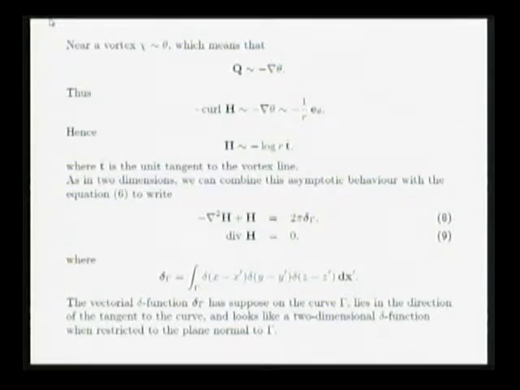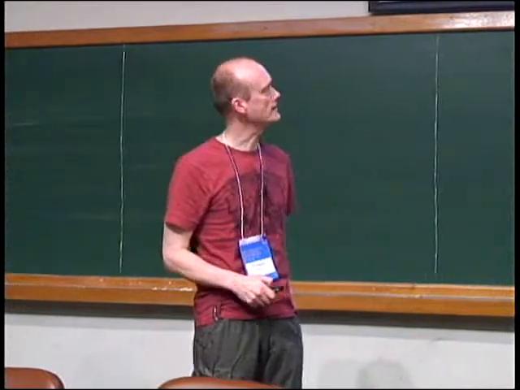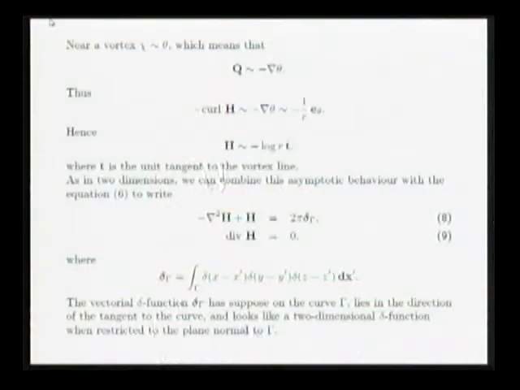And the way I think about this vector delta function is that it's a vector. Its direction is always tangent to the curve. Its support is on the curve. And if you look in the plane normal to the curve and restrict its function to that plane, it just looks like a regular two-dimensional delta function. So in any normal plane, you've got exactly what we looked at yesterday, just a normal 2D delta function, but the direction of this vector is in the tangent direction. So this is the analog of the equation that we saw this morning for fluid filament vortices.